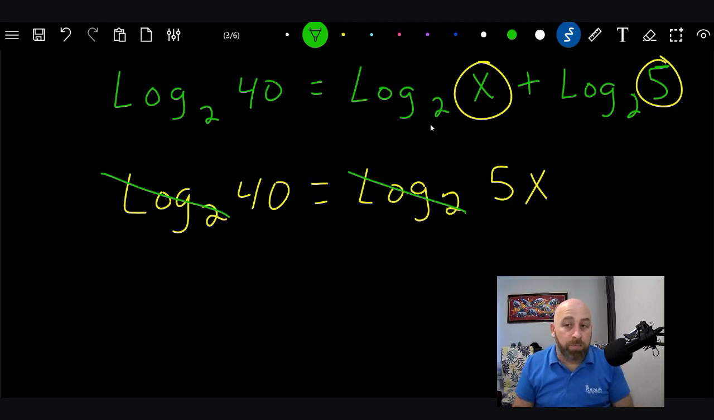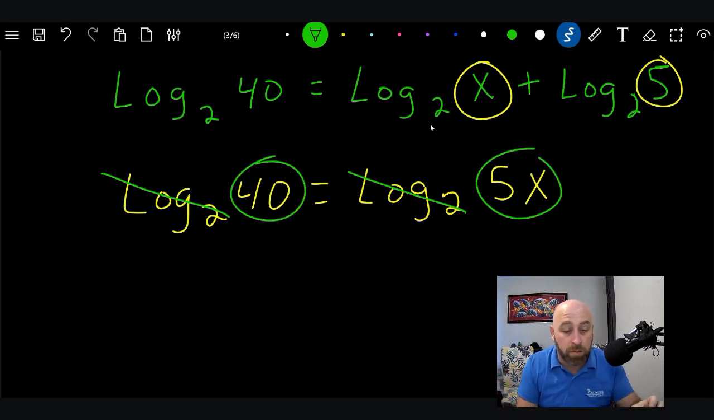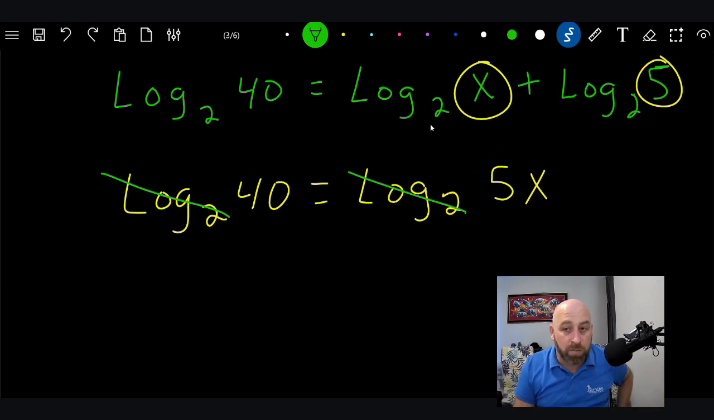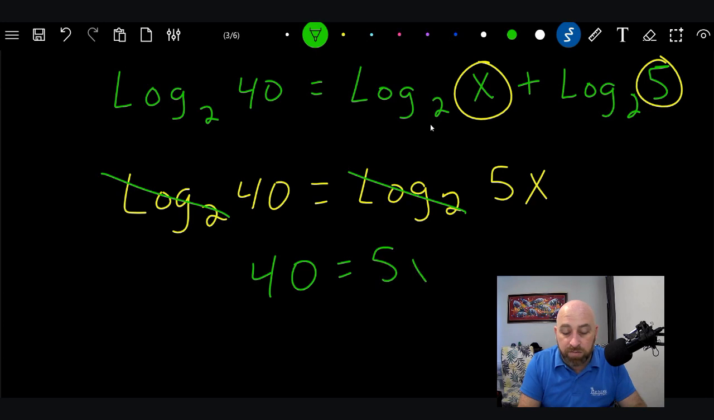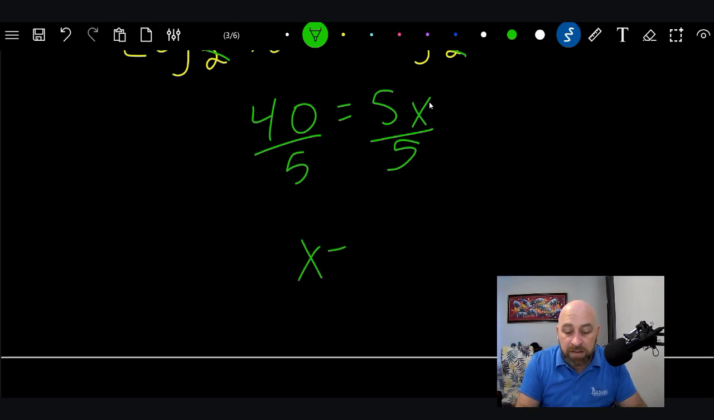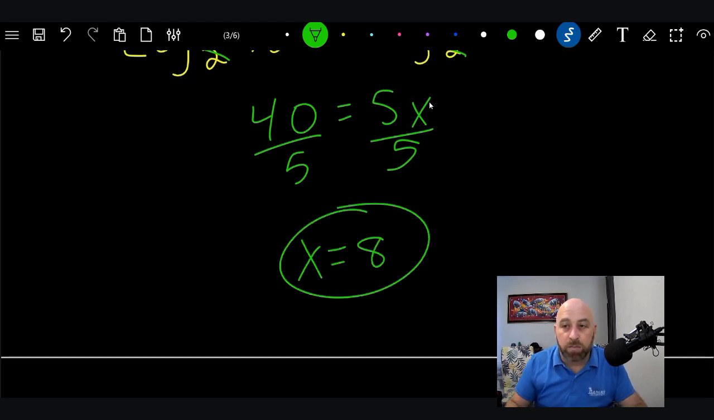Because our property tells us that we can do that, because it says that these arguments must be equal if the bases are equal. Now we can only cancel it if the bases are equal. You can't cancel it if the bases aren't equal. All right, but they are. Log 2 and log 2, they're the same. So now we end up with 40 equals 5x. Now we just solve that. Divide by 5, and we come up with x equals 8 would be the answer there.